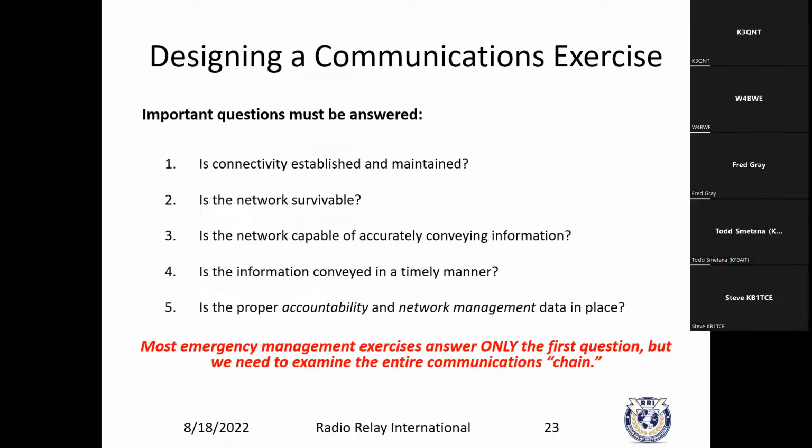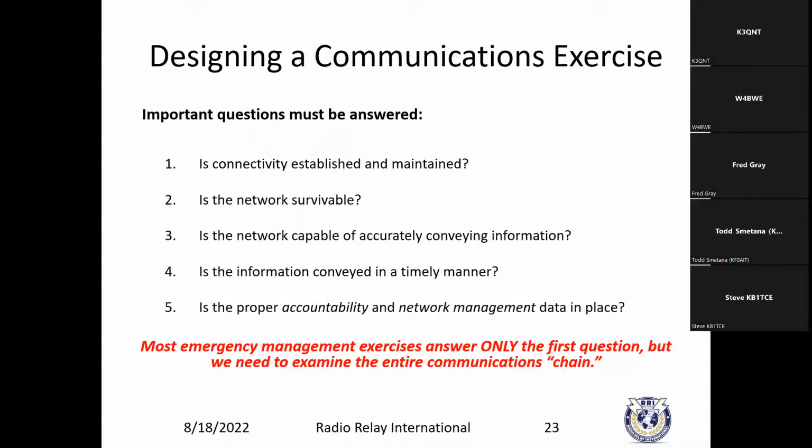So once that was kind of laid out, right, we created an exercise plan with designated frequencies and so forth. We wanted to essentially set up a methodology for evaluation. Some questions that we wanted to have answered were pretty straightforward. Obviously, is connectivity established and maintained? Okay, so again, this is usually the only measure many ARES groups and sections use. They don't necessarily go beyond whether or not connectivity can be established and maintained.